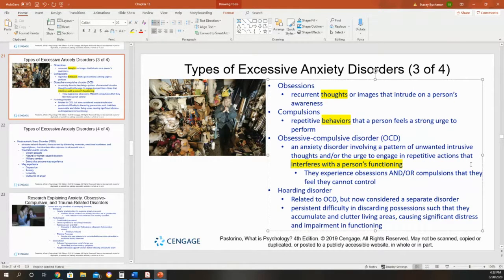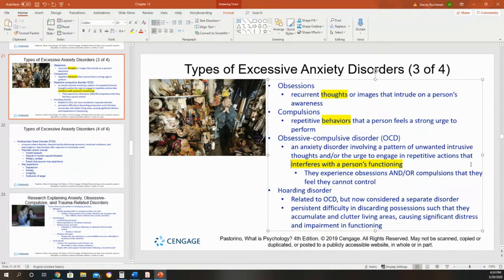So, and then one other type of anxiety disorder is hoarding disorder. If you've seen the TV show Hoarders, that's exactly what it is. It's also related to obsessive compulsive disorder. Their obsession is that if they throw something away, they might need it again. They need whatever it is, no matter how big or little. They have to have it. So their compulsion is to keep everything.